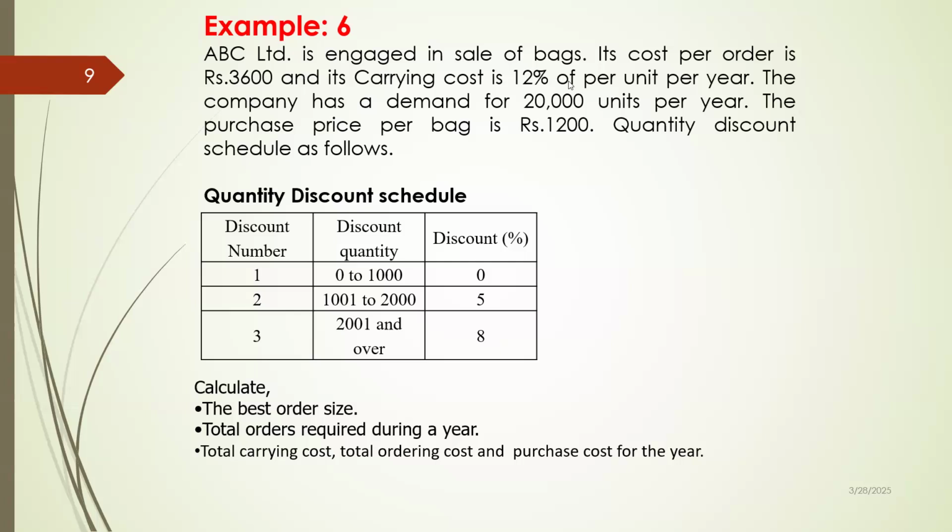Then you can calculate the number of orders required. 2000 divided by 10, so 10 orders maybe. Then you already identify the total carrying, holding, and purchase cost. They separately get the answer, the third question answer. Yes.